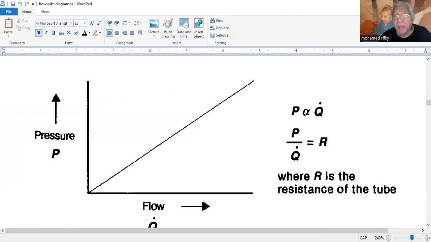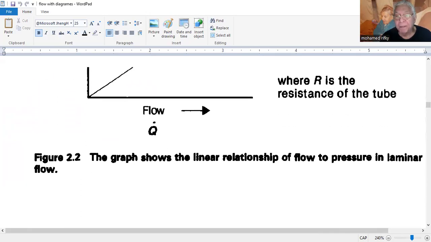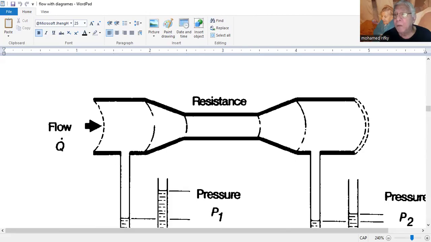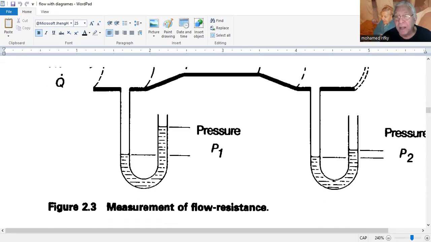This is the ratio between the flow and the pressure. You see, they are linear, and the relation between both of them is the resistance. Of course, we put a dot on the Q to denote the flow, not the quantity. So whenever I increase the pressure, the flow is increased in a linear manner. This is how we estimate the resistance in a tube. Of course, we have a constriction, we have two pressures, and this is the flow. So the drop of pressure denotes the resistance.